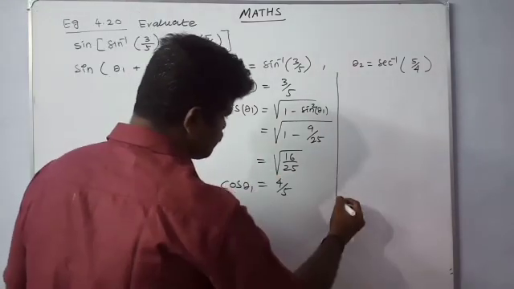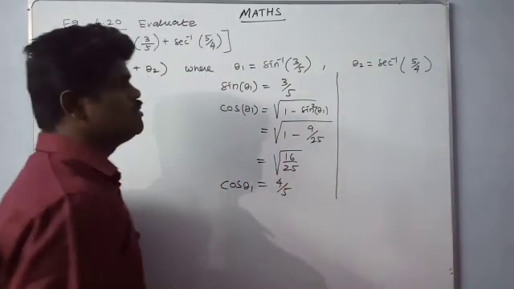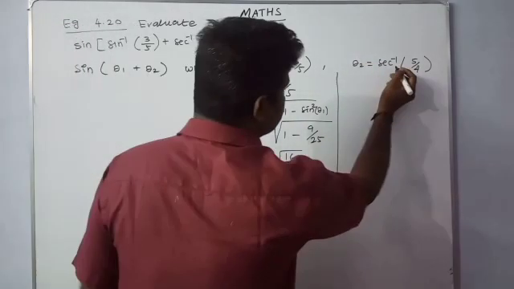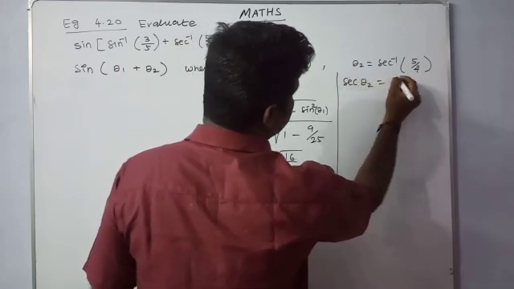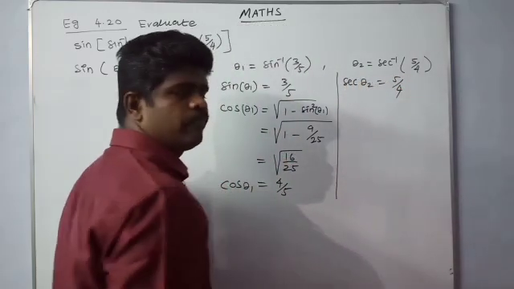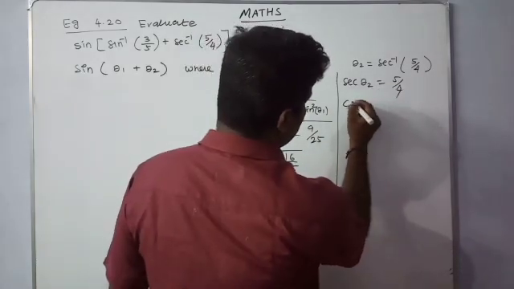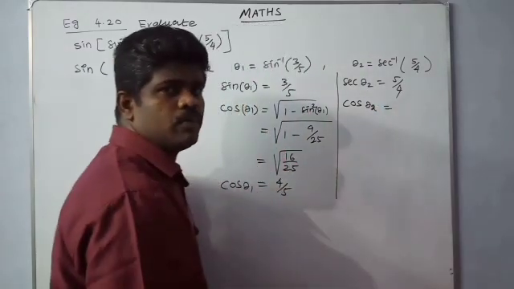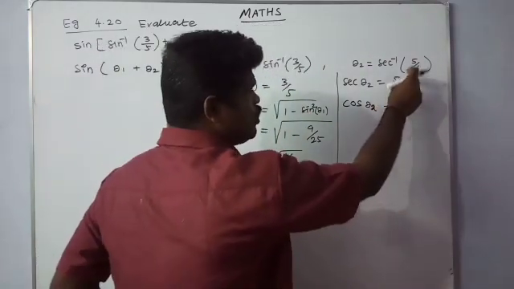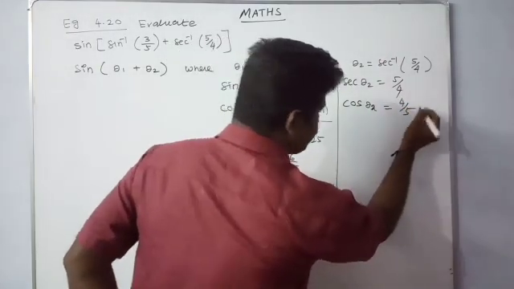And here, take secant inverse to this side. What is the value? Secant theta 2 is equal to 5 by 4. Now cos theta 2 is what? Reciprocal of secant theta value. So here 4 by 5.